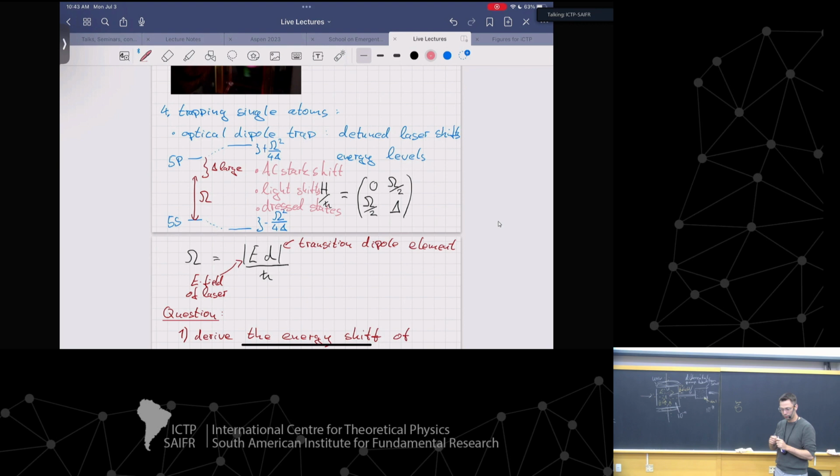You could also have a classical picture where the atom is an oscillator and here's another oscillator, and those two oscillators couple and then form two different energy states.